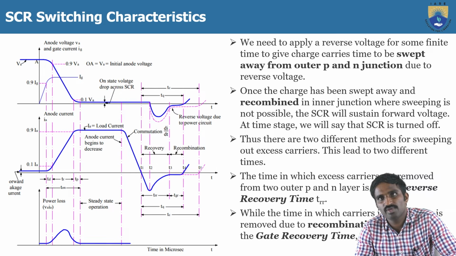To do that, we must apply a reverse voltage for some finite time to sweep out the excess carriers from the outer P and N layers, so that the thyristor gets into turn off. The time taken in which the excess carriers are removed from the two outer P layer and N layer is called the reverse recovery time. And what is gate recovery time? The time in which carriers in the inner layer are removed due to recombination is called the gate recovery time.